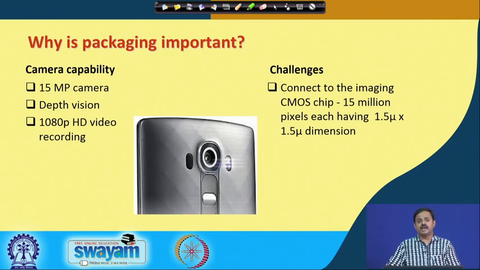Next, camera. Your tablets and smartphones all have a camera today, even your laptops and desktops. It has a camera for video conferencing. It is a front side camera. But we are talking about a 15 megapixel camera today. My cell phone itself has 13, it is not a very high end one, but it has a 13 megapixel camera. There is depth vision, dual lenses giving you the 3D feel, and 1080 pixels high definition video recording.